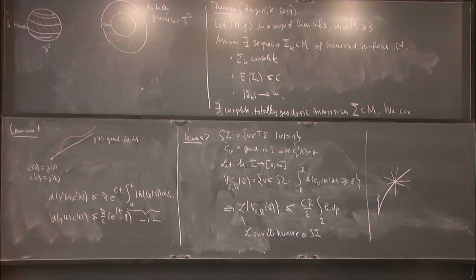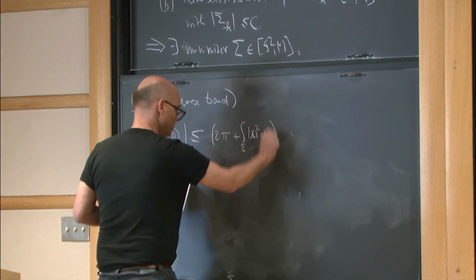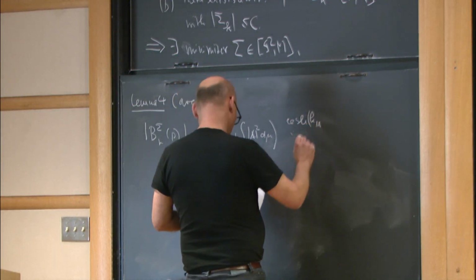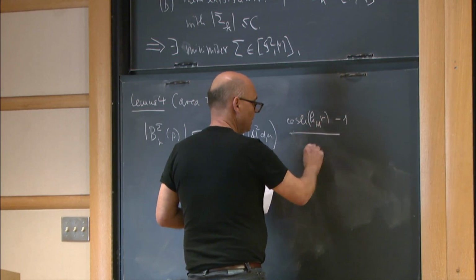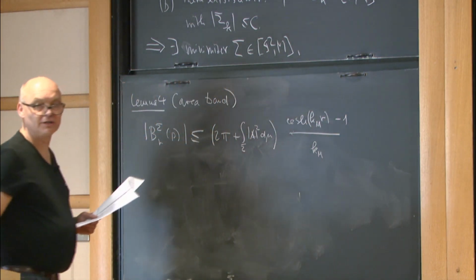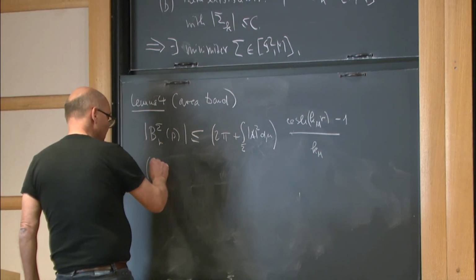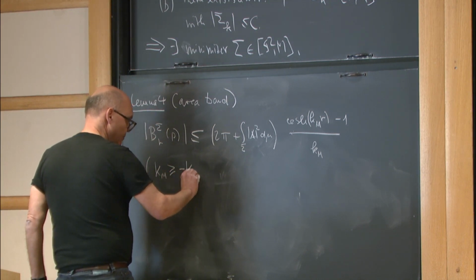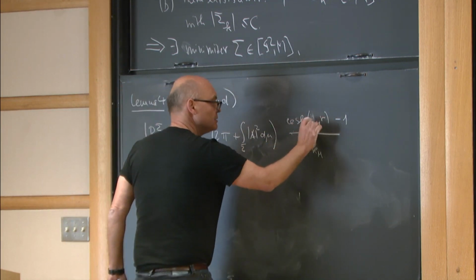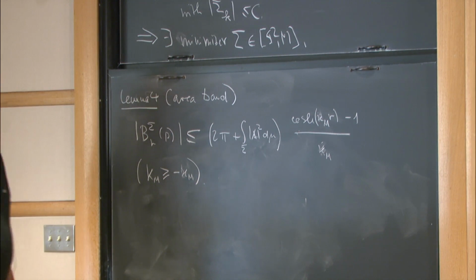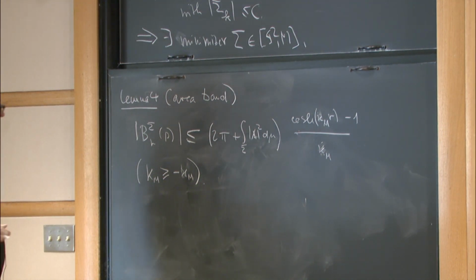So you get that this is less than or equal to 2 pi times the integral over sigma of A squared d mu, and then here's some explicit function: hyperbolic cosine of kappa_M times r, minus 1, divided by kappa_M. Here kappa_M is a lower curvature bound on M, so the curvature is bigger than or equal to minus kappa_M. So you need a lower curvature bound, but this is a compact manifold, so no problem. Right, so this is an explicit bound.